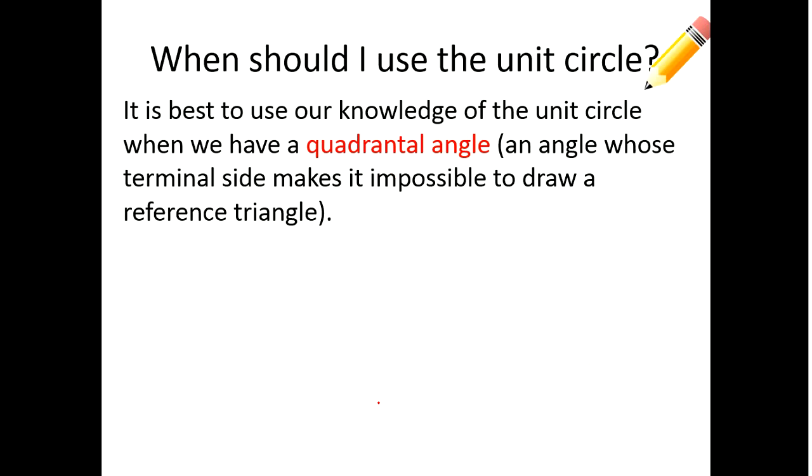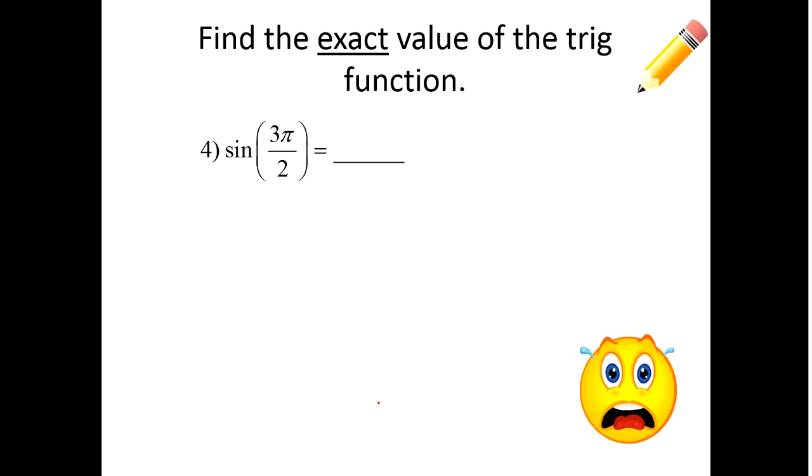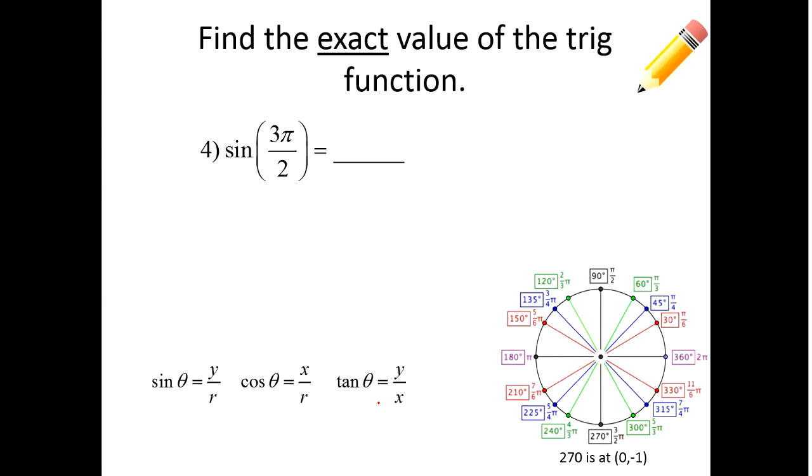So here's when that unit circle and those coordinates are going to come into play. So it's best to use our knowledge of the unit circle when we have what's known as a quadrantal angle. So basically an angle whose terminal side makes it impossible to draw a reference triangle, which is exactly what we're having issues with right now. So let's find the sine of 3 pi over 2. Think about it. Reference triangle. 270 had a 0, negative 1 for a coordinate, right? Because remember, my radius of my circle is 1. Since I'm going down 1, my point would be at 0, negative 1.